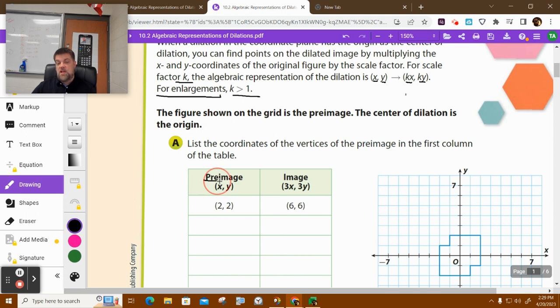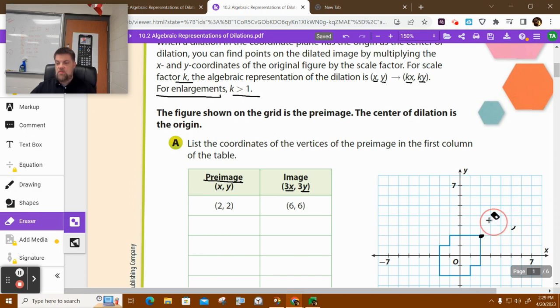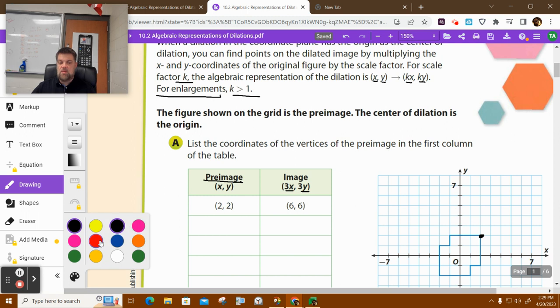So if my pre-image is 2, 2, then I'm going to multiply the x and the y by 3. So 2 times 3 is 6, and 6. So let's find that on the coordinate plane. This point right here is 2, 2. Now, don't write that down there. I'm just going to highlight the point.